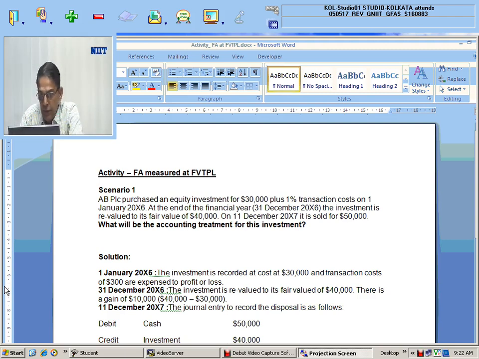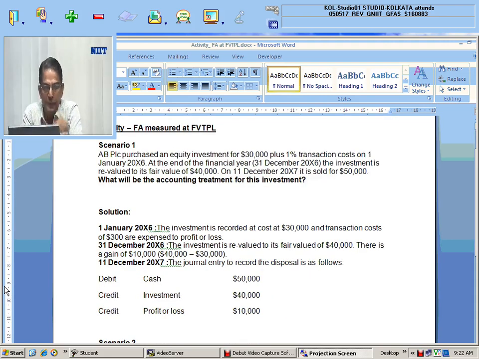So this is the solution for this particular case study. On 1st of January 2006, the investment will be recorded at cost, $30,000, and the transaction cost of $300 will be expensed to the profit and loss account. That is clear. This is the initial measurement of the financial asset.